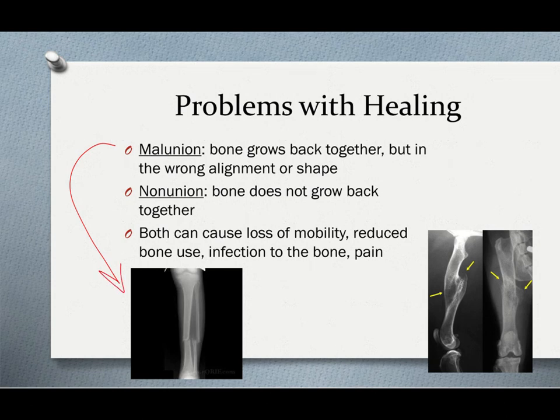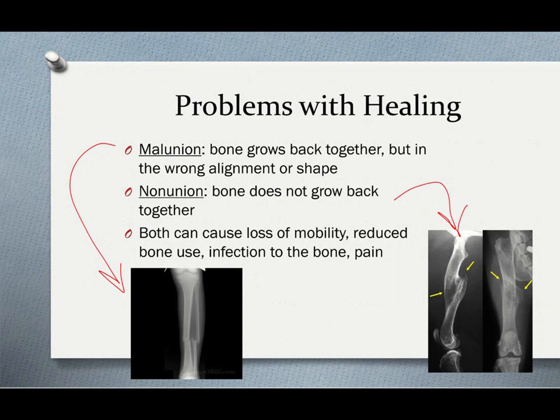Malunion is when the bone does grow back together, but it doesn't grow back together in the right shape. So the alignment is off. The hard callus forms, which holds the chunks together, but it isn't held together in the right line. A non-union is when that hard callus never forms, and so there is a permanent gap in the tissue.